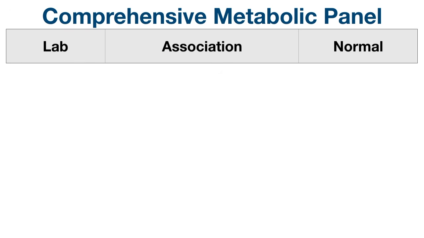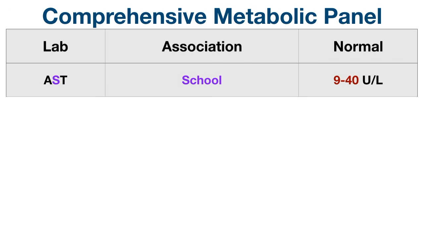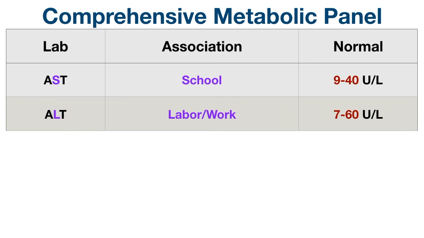So to recap the comprehensive metabolic panel quick, and then we'll move on to the next one, you're going to use the S in AST to think of school, which will help you remember 9 a.m. to 4 p.m. and the normal range of 9 to 40. For ALT, you're going to use the L to think of labor or work, which will help you remember 7 a.m. to 6 p.m. and the normal range of 7 to 60.